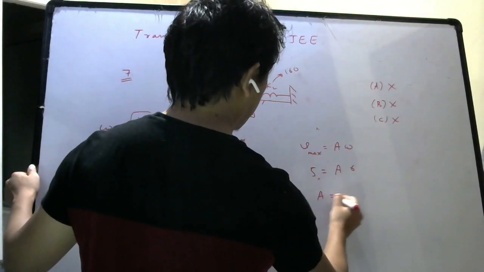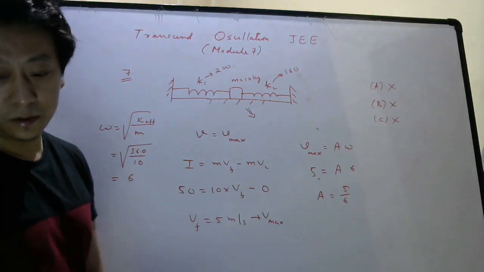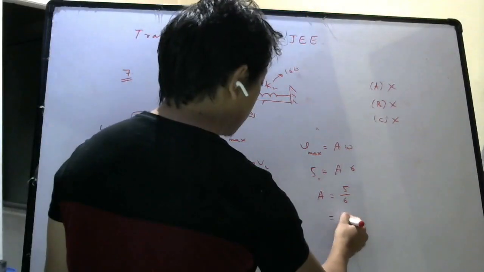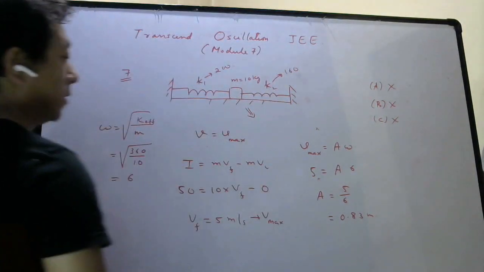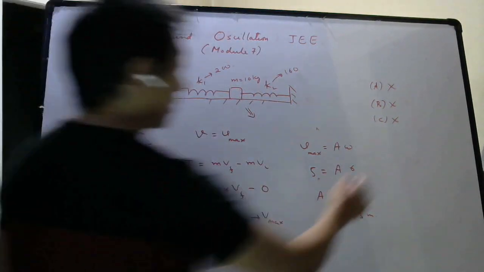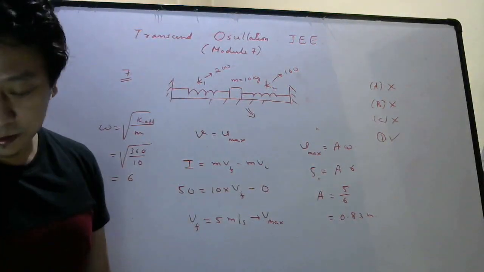A will be 5 divided by 6, right? So 5 divided by 6 will come to 0.83 meter. So option D is correct. Let's see the next question now.